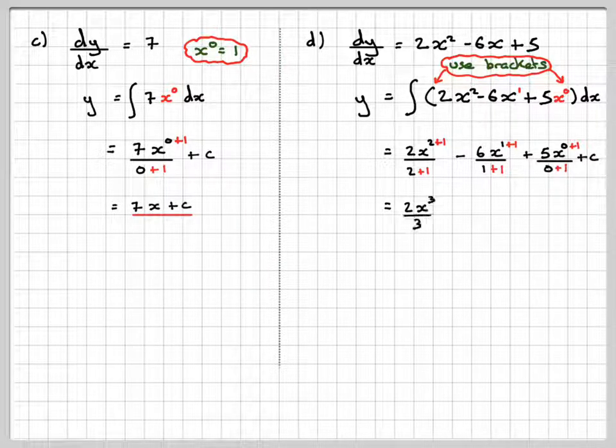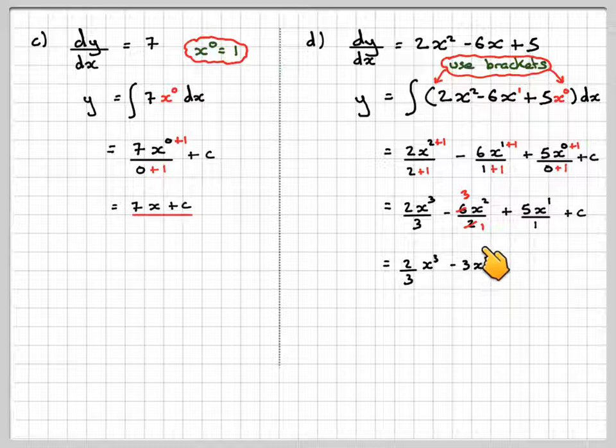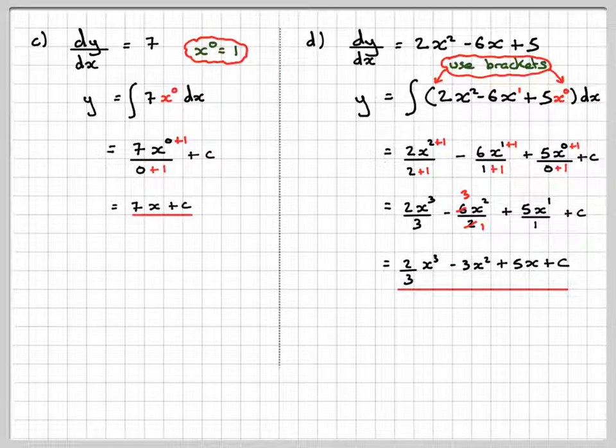So that becomes 2x cubed over 3 minus 6x squared over 2, and then 5x to the 1 over 1 plus c. And this now can be written as 2/3 of x cubed, minus 3x squared, 2 goes into 6, plus 5x plus c. Now some people will be able to go straight from here to here in one go.